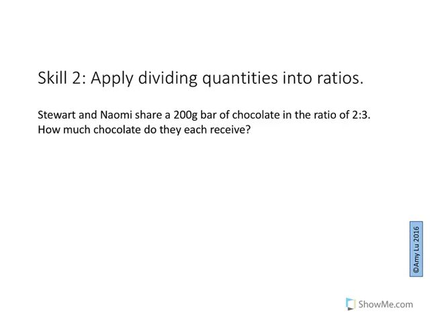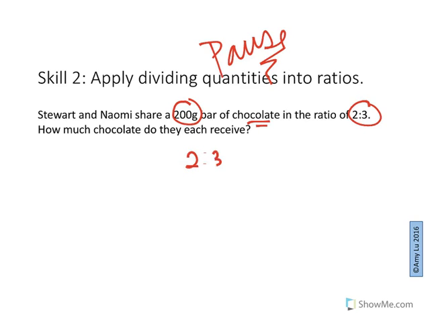So now here's a context. Stuart and Naomi share a 200-gram bar of chocolate in the ratio of 2 to 3. How much chocolate do they each receive? If you know what to do, pause, try to complete this. Otherwise, listen to my explanation as I talk you through part of it. So 2 to 3 makes 5 total parts. In reality, they have 200 grams they have to share. Figure out the ratio of how much each person gets. And remember, since Stuart's name came up first, he gets 2 parts, and Naomi gets 3 parts.